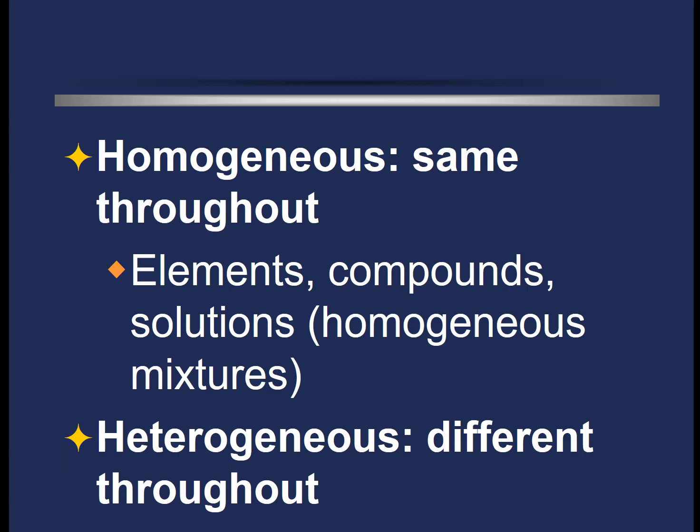Some definitions. Homogeneous means the same throughout, and elements, compounds, and solutions or homogeneous mixtures fall under this category. And that's because you can't see any differences. The compound is composed of 2 or more different elements, but it is its own little group. And because it's its own little group that cannot be physically separated, then it is considered homogeneous, or there's a sameness to it.